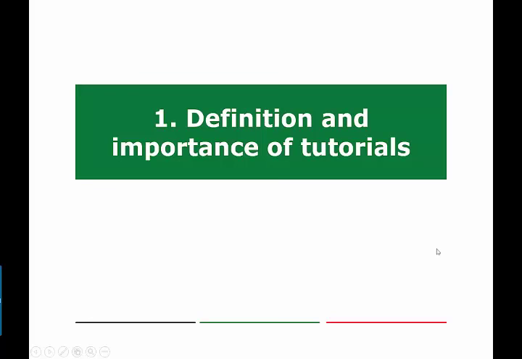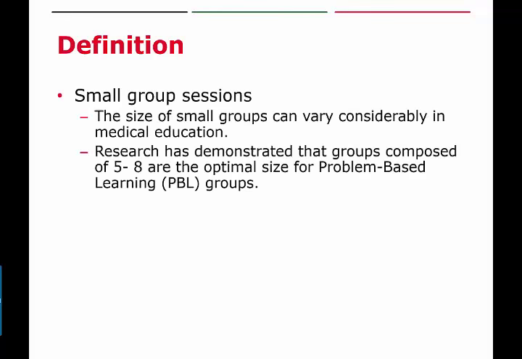When we talk about small group discussions or small group sessions in general, the size of a small group varies, and I'm sure that the professor addressed that issue in his lecture. It is different in different literature, but in most of the literature, they think that having 5 to 8 students is optimal for problem-based learning or for case-based discussion.